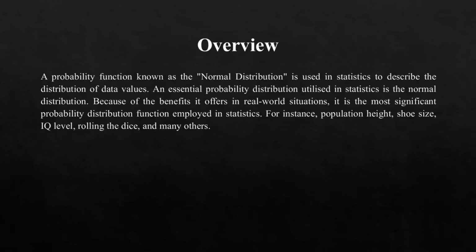A probability function known as the normal distribution is used in statistics to describe the distribution of data values. An essential probability distribution utilized in statistics is the normal distribution. Because of the benefits it offers in real-world situations, it is the most significant probability distribution function employed in statistics. For instance, population, height, shoe size, IQ level, rolling the dice, and many others.